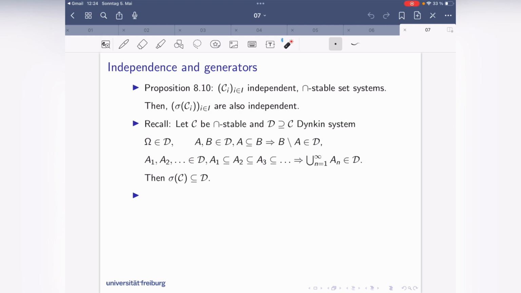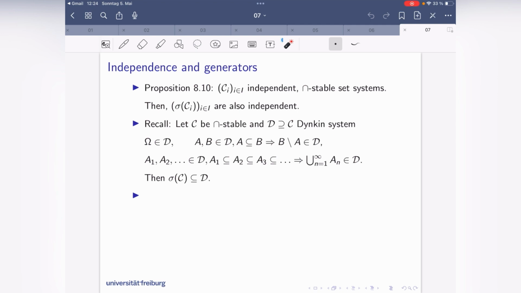And what is a Dynkin system? It's a set system with the property that the whole space is in it. If two sets are in it and one is part of the other, then the set difference is in it. And if you have an increasing sequence, then the union is also in it. So it's a bit more restrictive than a sigma algebra. In a sigma algebra, you would need that the union is in it, no matter if they are part of each other or not.